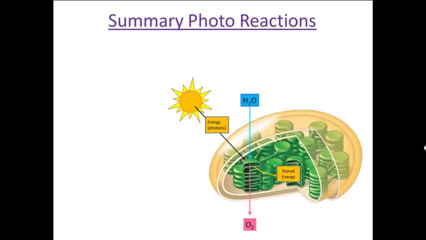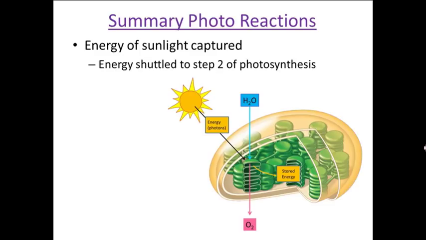So this is all you need to know for the photoreactions. The energy of the sunlight is captured by chlorophyll. Later, that energy is going to be shuttled over to step 2 of photosynthesis. So right now, we're just storing it, right? The sunlight comes in, it's captured by chlorophyll, and chlorophyll, through this very complex series of reactions, temporarily stores it in a couple of molecules. So at the end, we have this stored energy. The energy hasn't been made to do any work yet. It's just hanging out, being stored. It's just captured.